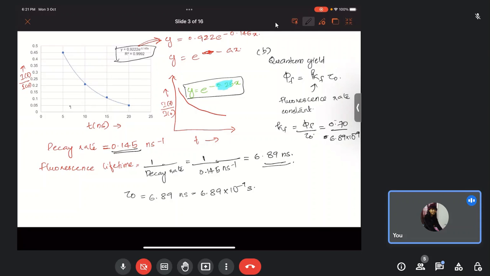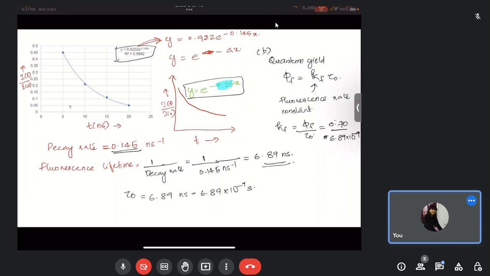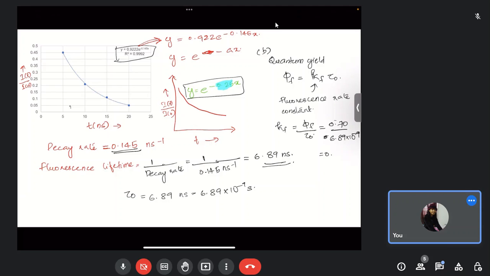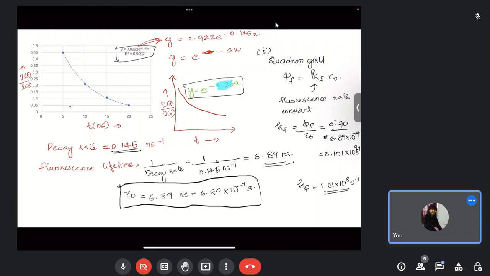So 0.7 divided by 6.89 is equal to 0.101 times 10 to the power 9 per second. So kf is equal to 1.01 times 10 to the power 8 per second. So the fluorescence rate constant is found to be 1.01 times 10 to the power 8 per second for a lifetime of 6.89 nanoseconds.